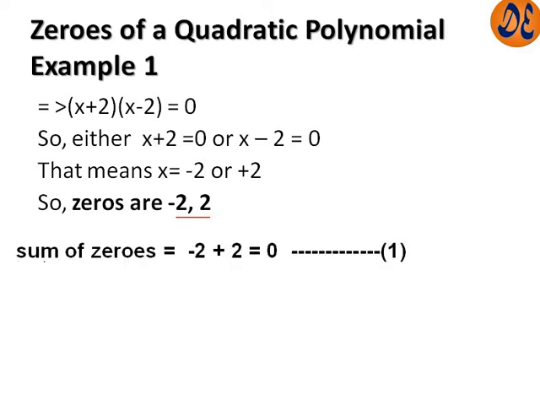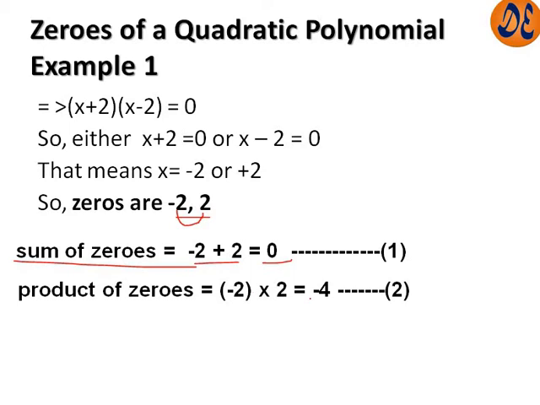Now if you find the sum of zeros, what is the sum? These are two zeros, so if we add, we get 0 here, and the product we are getting is minus 4. If you multiply both the zeros, we are getting minus 4. So this sum and product we have got by the simple method, or the natural method, that we are doing.